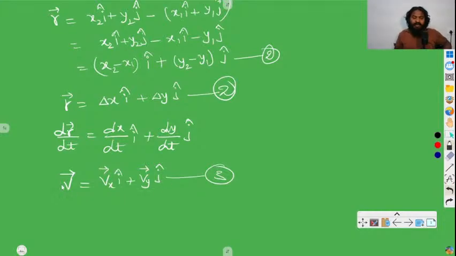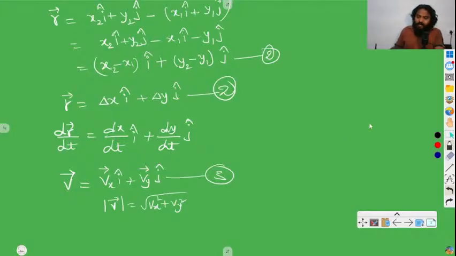Now if you want to find the magnitude of this velocity vector, then modulus v is equal to root of vx square plus vy square. By using this formula you can find the magnitude of the velocity vector. Clear?